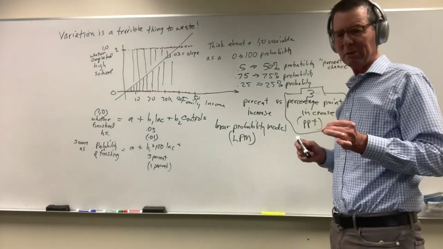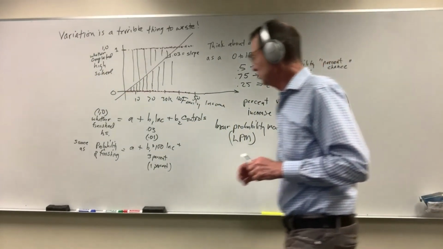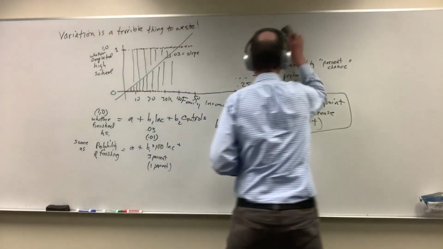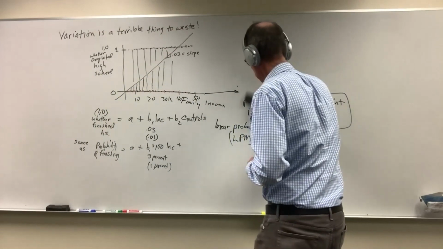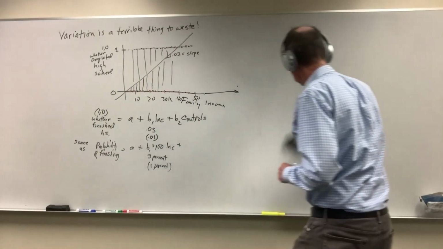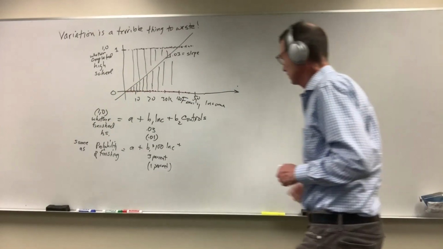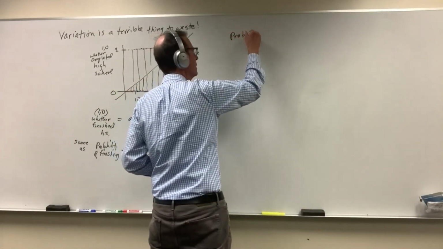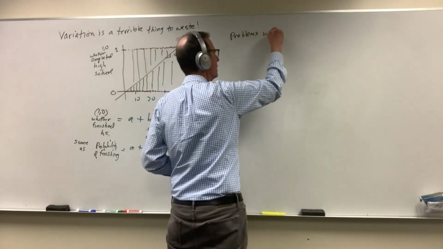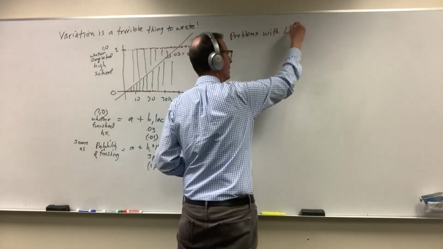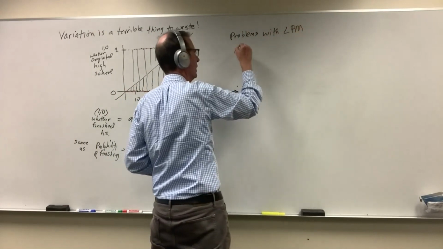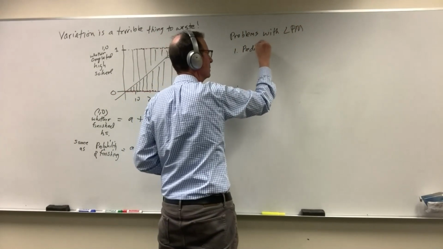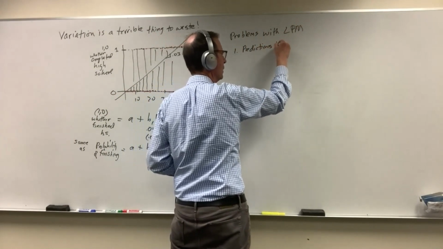What is wrong with this? Once you get statisticians involved, it's just no fun anymore. And that's true here. Two things offend statisticians about a linear probability model. Problems with linear probability model. One, you get predictions below 0 and above 1.